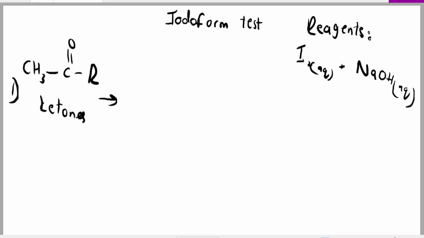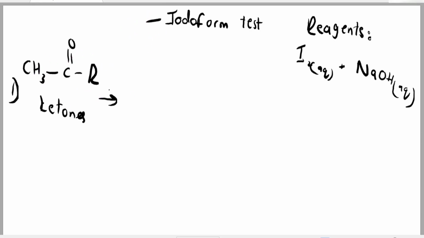Now comes the last reaction involving carbonyls, which is the iodoform test, and the reagents for this test are iodine and NaOH. Both of these should be aqueous. Now the compounds that give a positive test for iodoform, number one, is ketones. So ketones which have a CH3 group at the end. The main condition for the iodoform test is you must have a CH3 at the end, so a terminal CH3.